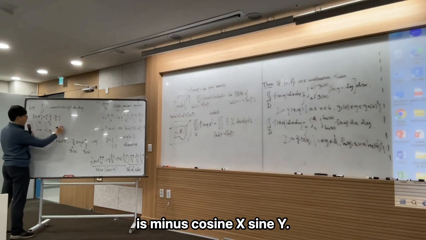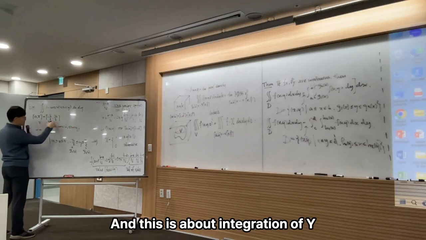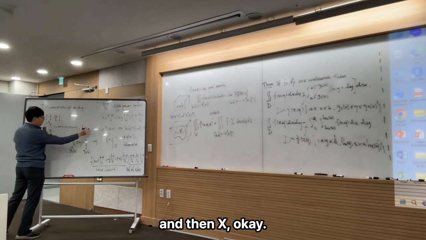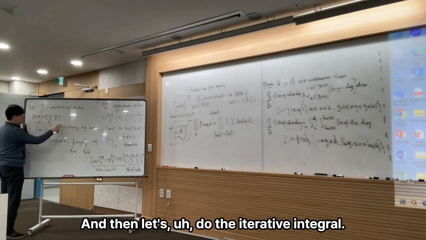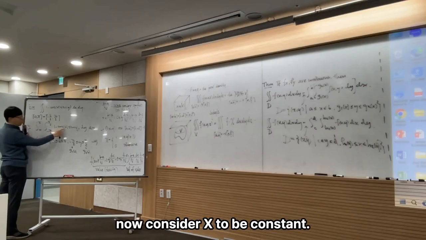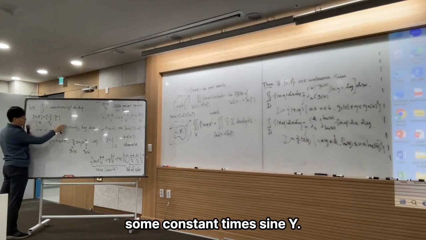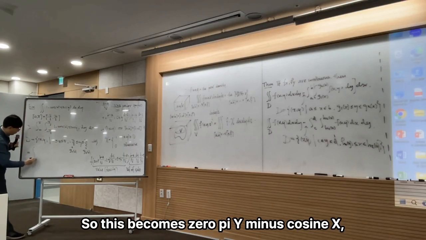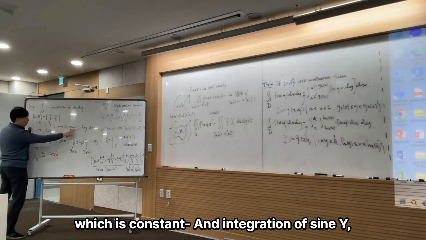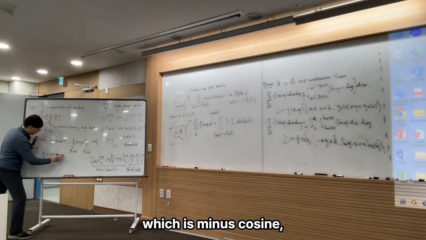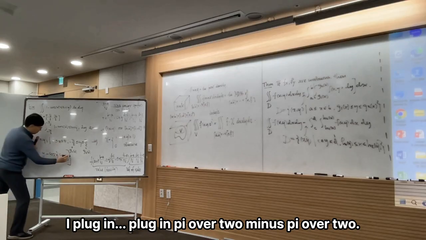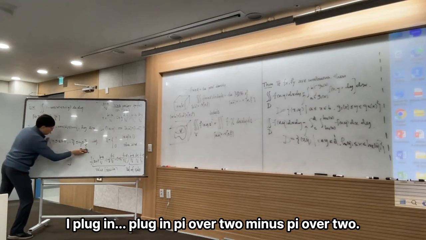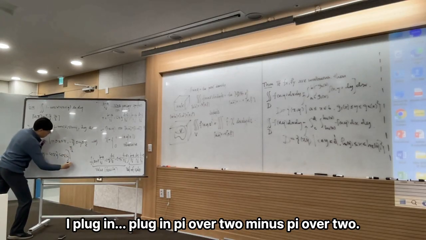So our function is (1 - cosine x) sine y, and this is the integration of y and then x. Okay? And then let's do the iterated integral. For the first one, now consider x to be constant, so it's just 1 minus some constant times sine y. So this becomes the integral from 0 to pi of y minus cosine x, which is constant, times the integration of sine y, which is minus cosine, so it's plus cosine y. And then that's the antiderivative. I plug in pi over 2 and minus pi over 2.